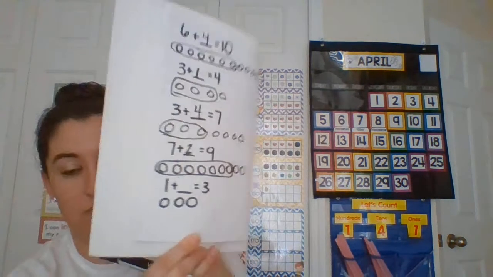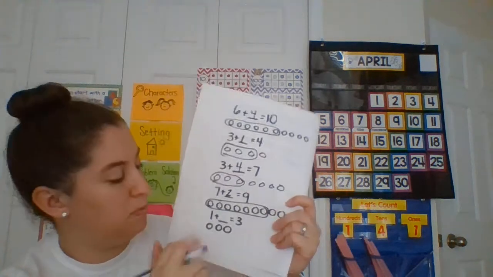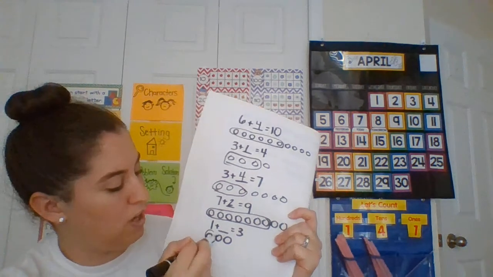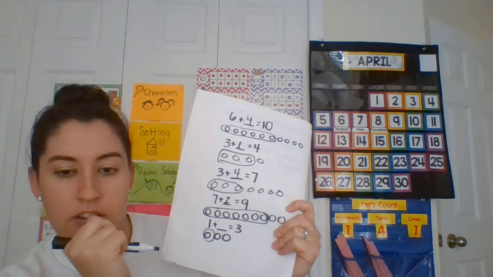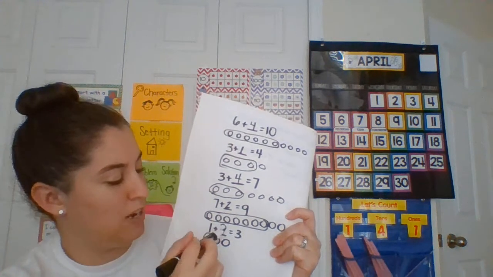How many circles should Mrs. Arnold draw first? 3. Ooh. How many are in my first group? 1. So how many are left over? 2. Great job. If you got it right, go ahead and give yourself a tooth. We might have to cut some of these out. Here we go. Here's our next one.